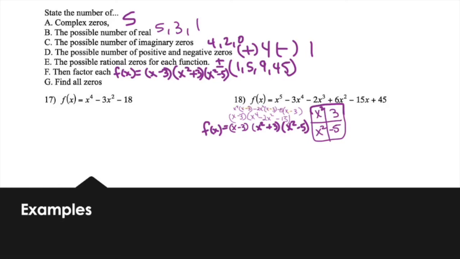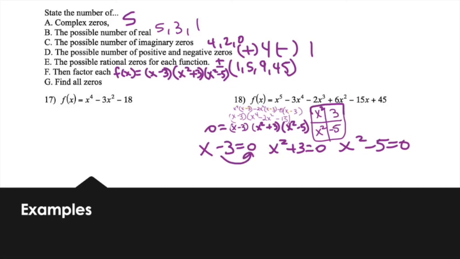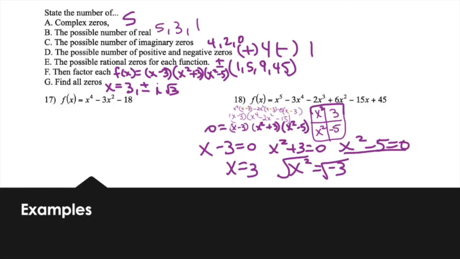Let's now find the zeros. That means we're going to set this equal to 0 and solve. That means we're going to set each piece equal to 0. To solve, we add the 3 over to the other side, and we get x equals 3. We subtract the 3 over to this other side, and we get x squared equals negative 3, square root both sides, and we get x equals plus or minus i square root of 3. We'll write these up here at the top. And the last one we have over here, we're going to add that 5 to the other side, and we're going to get x squared equals 5. And we'll get plus or minus square root 5.